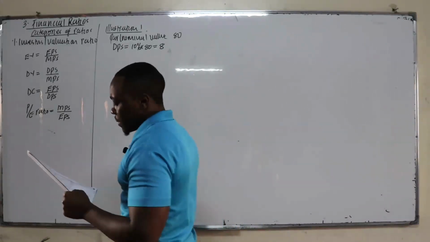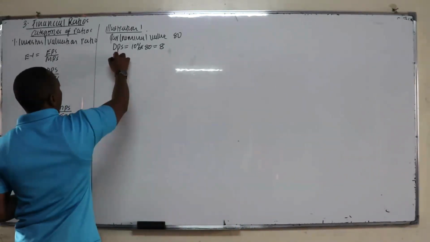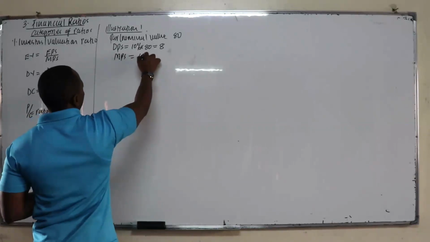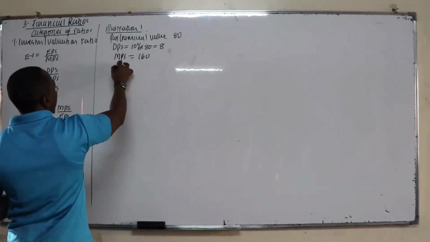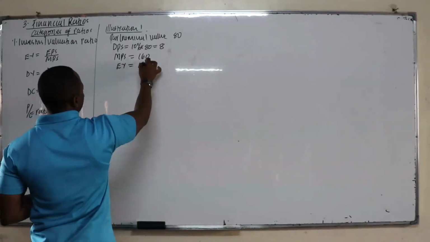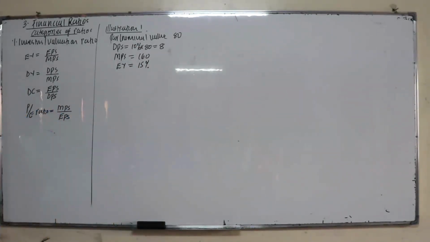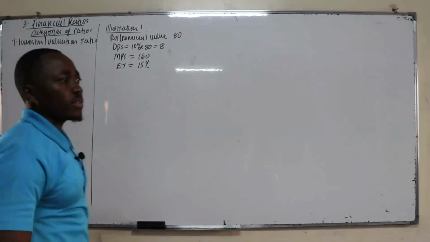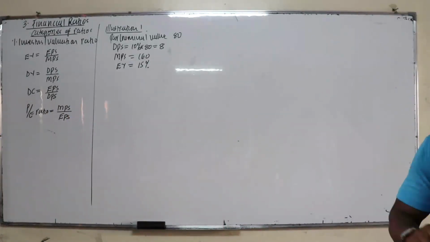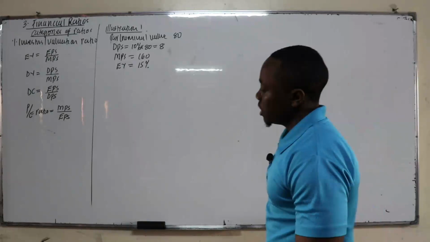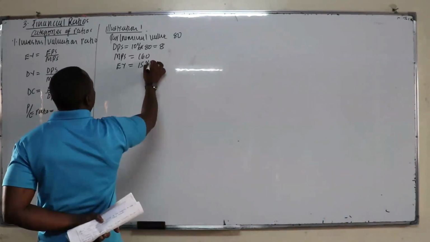The current market price per share is 160, with a 15% earning yield. So earning yield is 15%. Required: number one is earnings per share. How do we get earnings per share? Usually you take the total earnings and divide by the number of shares. But in this case, we're not given the total earnings. Also, we're not given the number of shares.